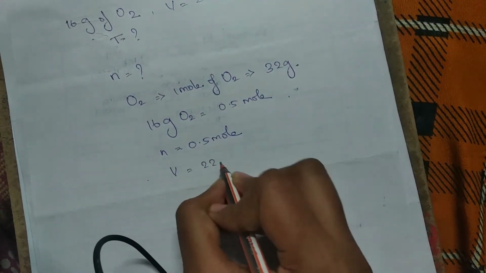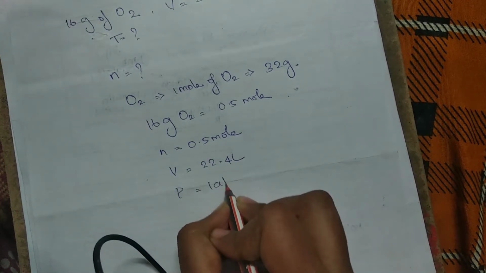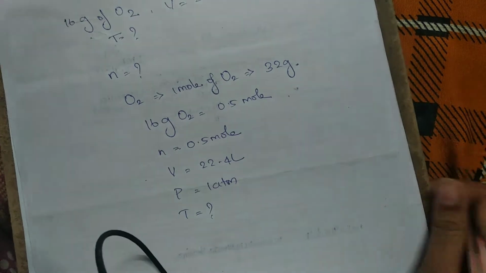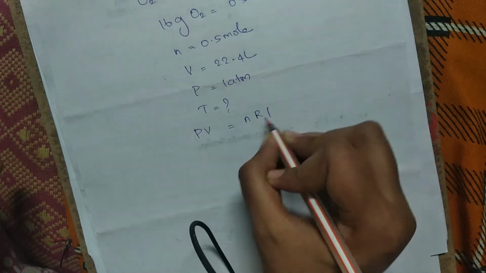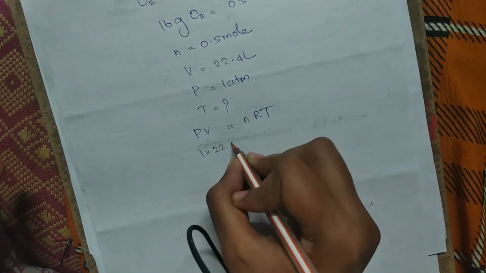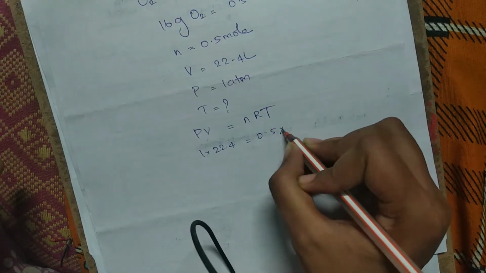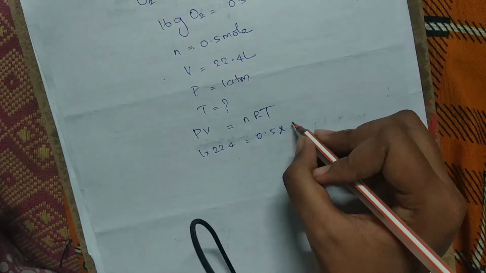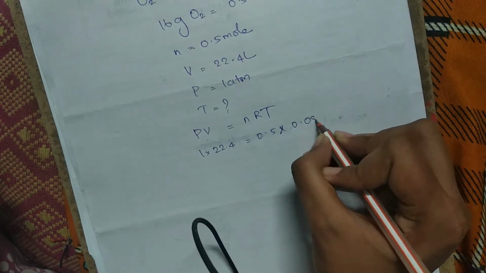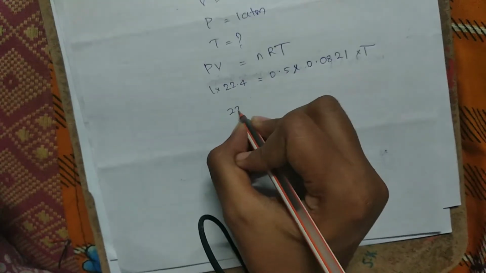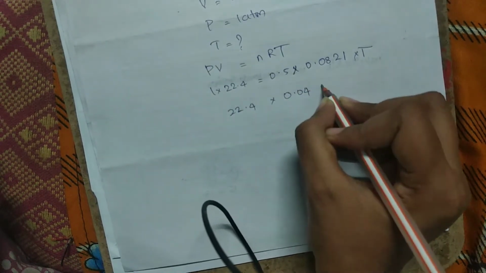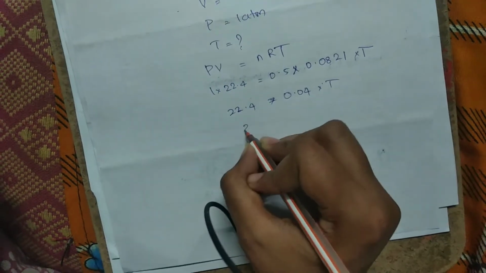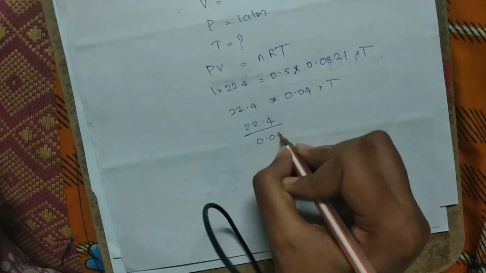V is equal to 22.4 liter. P is equal to 1 atmosphere. T is what we don't know. Okay, so as per the ideal gas equation, PV is equal to nRT. Pressure is 1, volume is 22.4, N is equal to 0.5. In our ideal gas equation, the universal gas constant is 0.0821 into temperature. Okay, so then that will be 22.4. If you calculate these values, you will get 0.04 into T is equal to 22.4, so T is equal to 22.4 divided by 0.04.